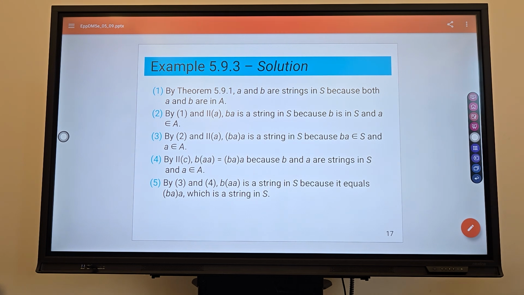By 2C, the associative property applies because B and A are strings in S and A is an element of big A. By 3 and 4, B(AA) is a string in S because it equals B concatenated with AA, which is a string in S.